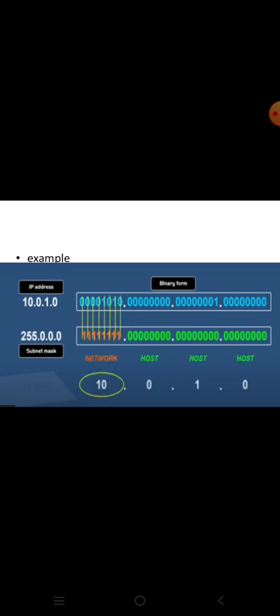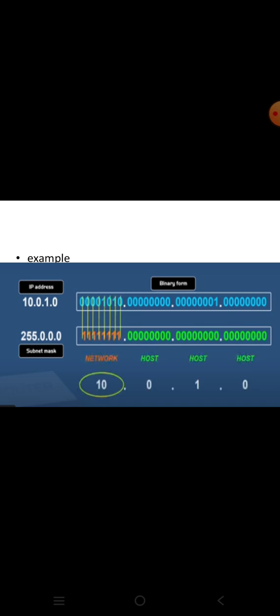In the next example, only 8 bits are allocated for the network and 24 bits for the host. So from the subnet mask, what you infer is how many bits of an IP address can be allocated for the network address. 255 means 8 bits are allocated for the network, and the remaining are treated as the host portion.